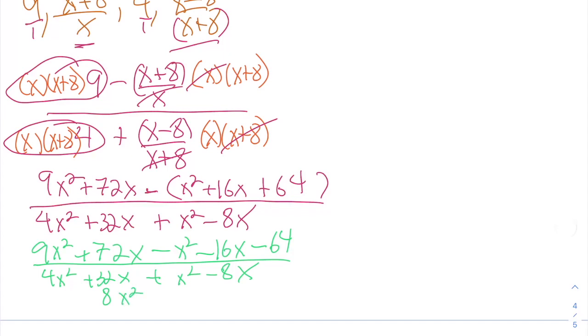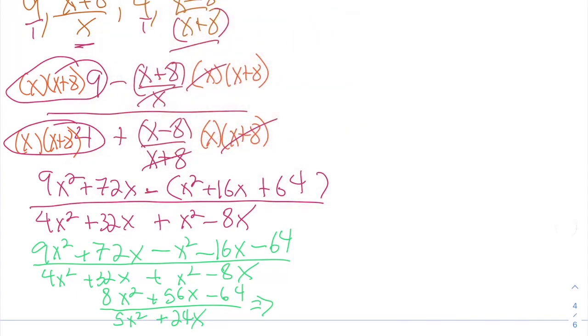So this is 8x squared plus 72x minus 16x. So 72 minus 16, 56x minus 64 all over 5x squared, okay, 32x minus 8x, that is plus 24x. And now there is a tiny bit of cleaning up we could do, okay?